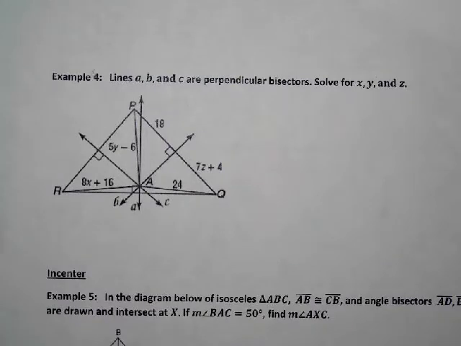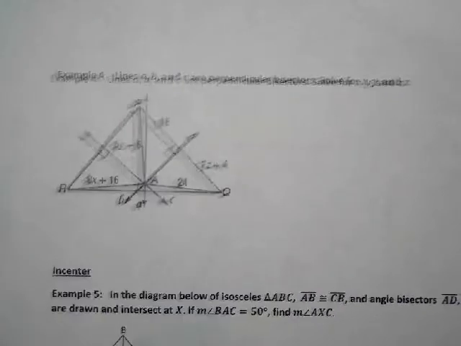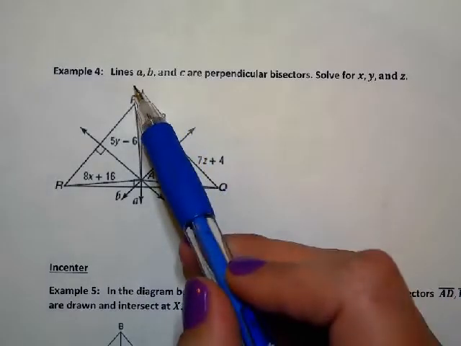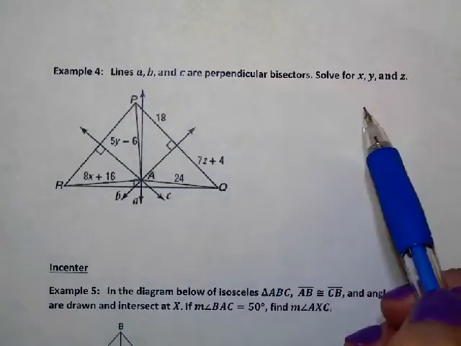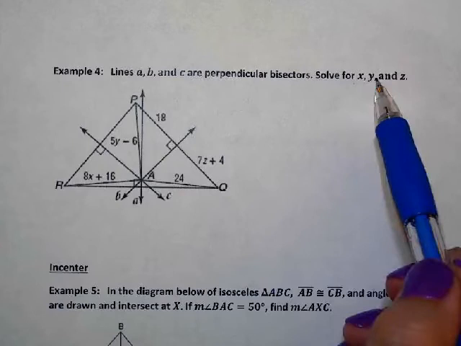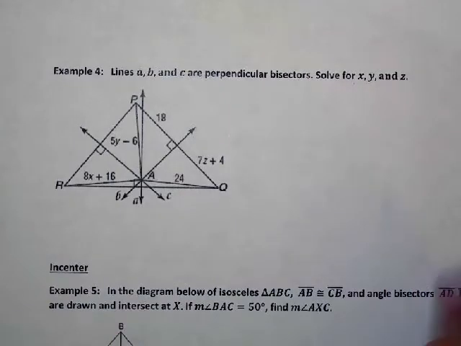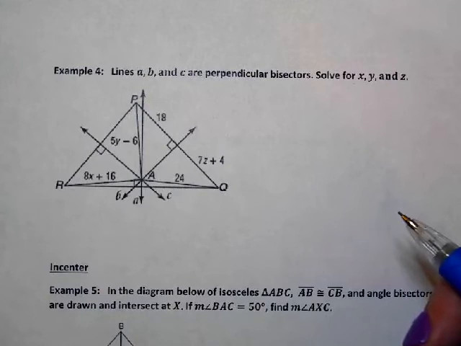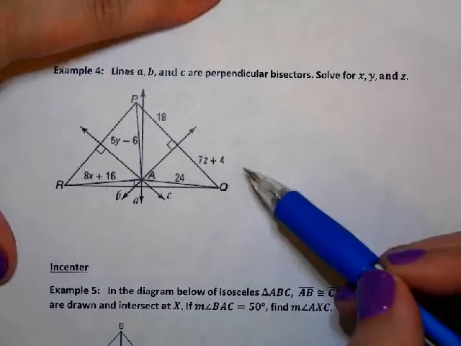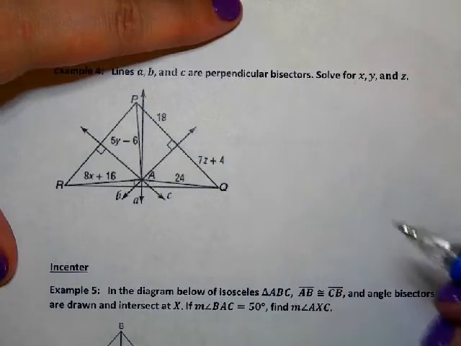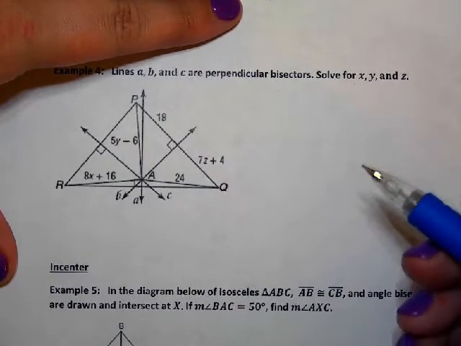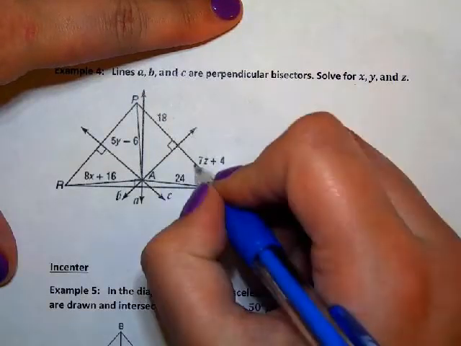All right, next one. It says lines A, B, and C are perpendicular bisectors. Solve for x, for y, and for z. Okay. Anything you guys can see? Yeah. How could we solve for z? Yeah, so these two sides right here are both going to be 18. So 7z plus 4 equals 18.